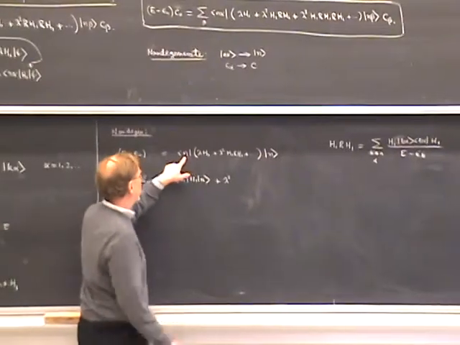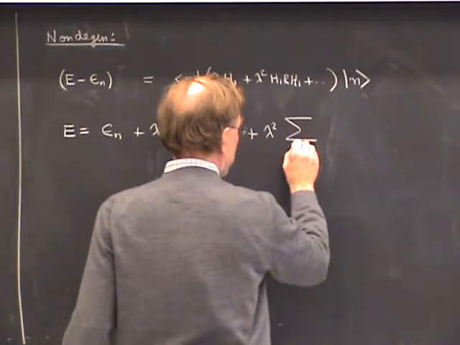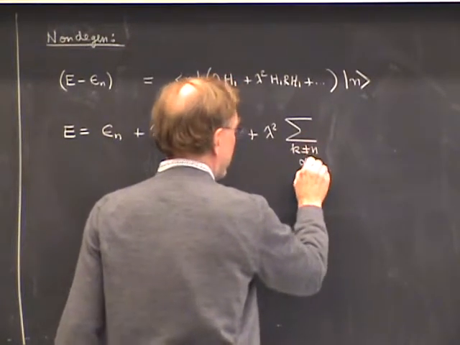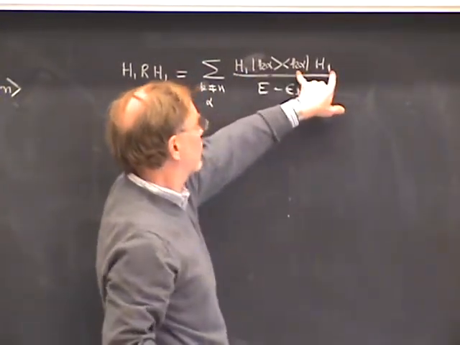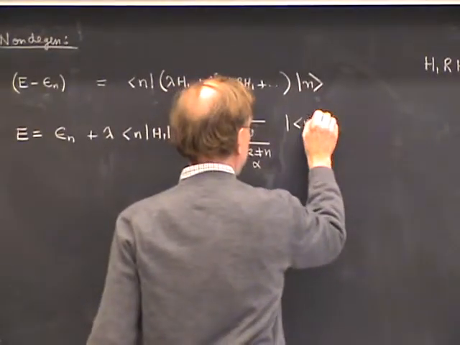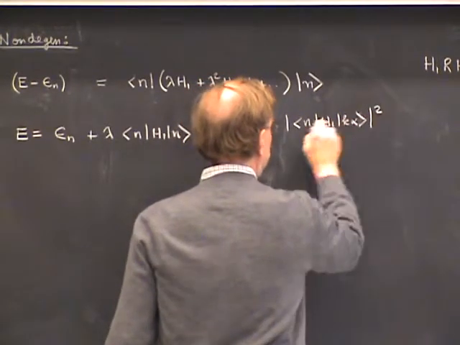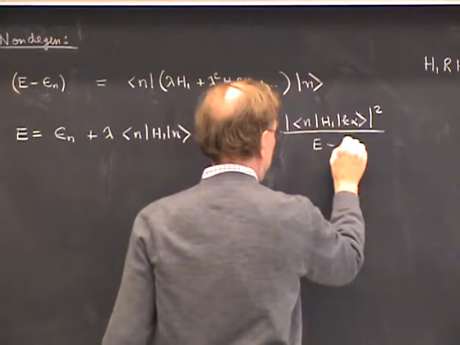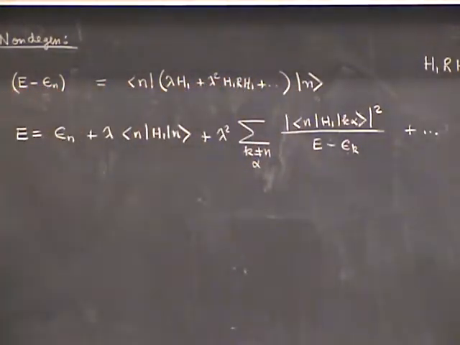Now we sandwich that between n on the two sides, so the answer can now be written as the sum on k not equal to n, sum on alpha. Putting an n on the left side and an n on the right side, you get two matrix elements in the numerator which are complex conjugates of each other. And so it turns into the absolute value squared of ⟨n|H1|k alpha⟩ divided by E minus epsilon k. And this goes on in higher order terms. So writing out the non-degenerate energy equation explicitly through second order, this is what we obtain.